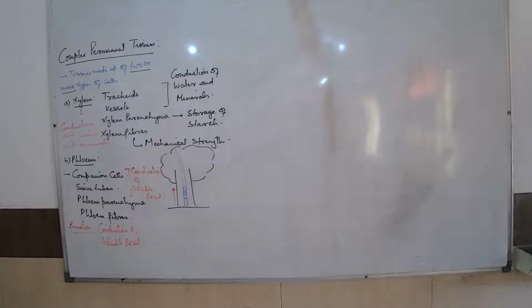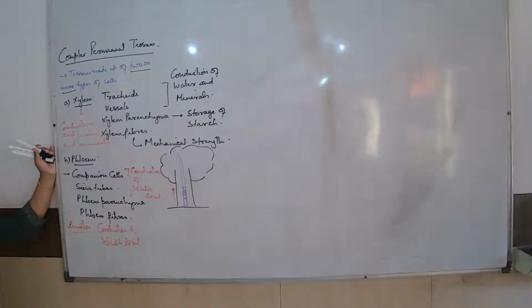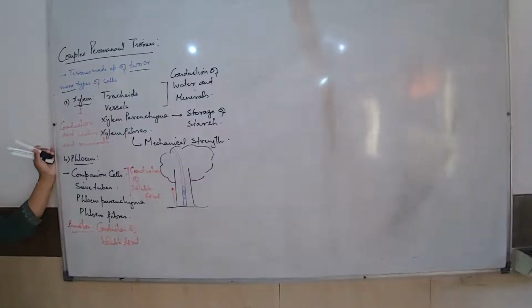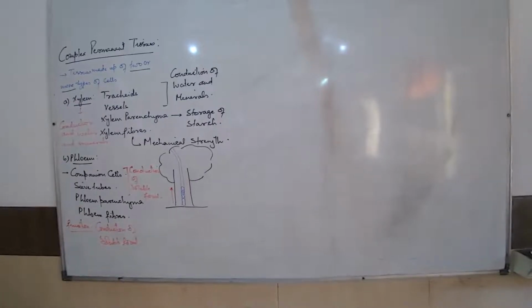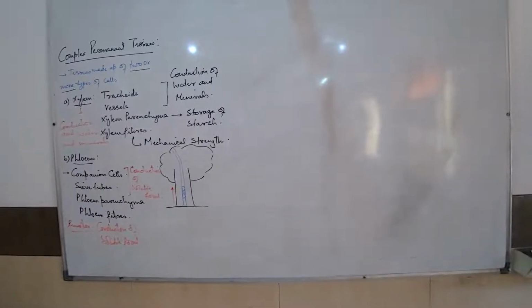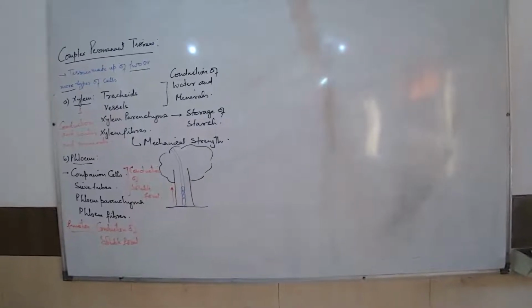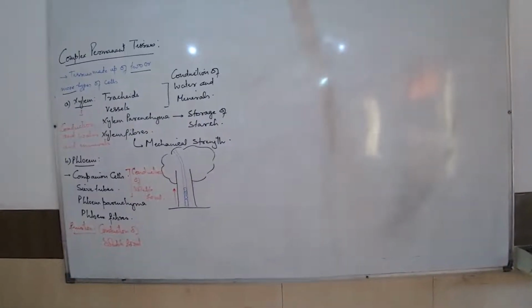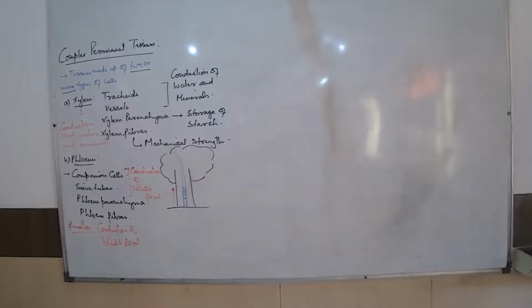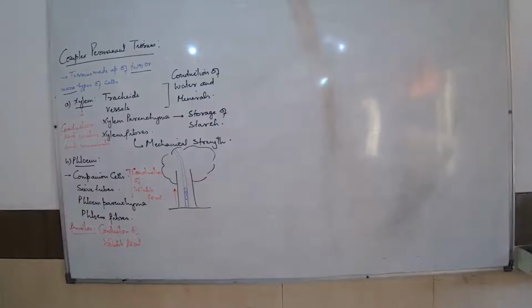Now next, in your exam you get questions: What are the conducting tissues? Name the conducting tissues. What are you supposed to write down? Xylem and phloem. What type of functions do they perform? Xylem is concerned with the conduction of water and minerals. Phloem is concerned with the conduction of the soluble food.